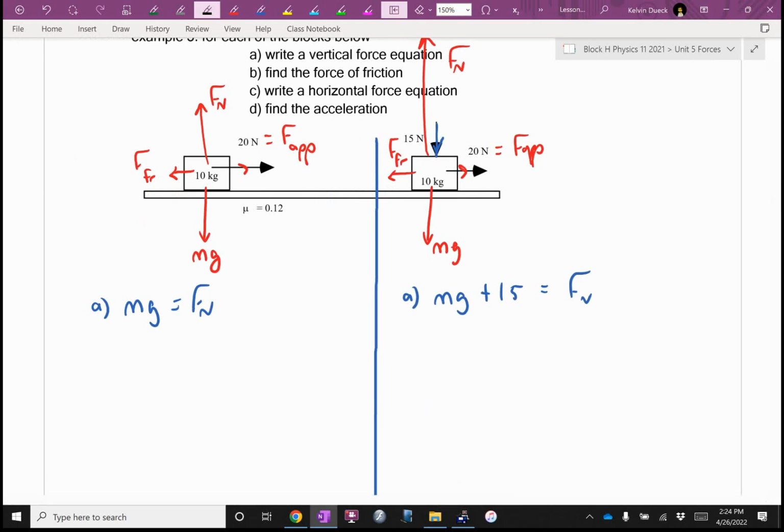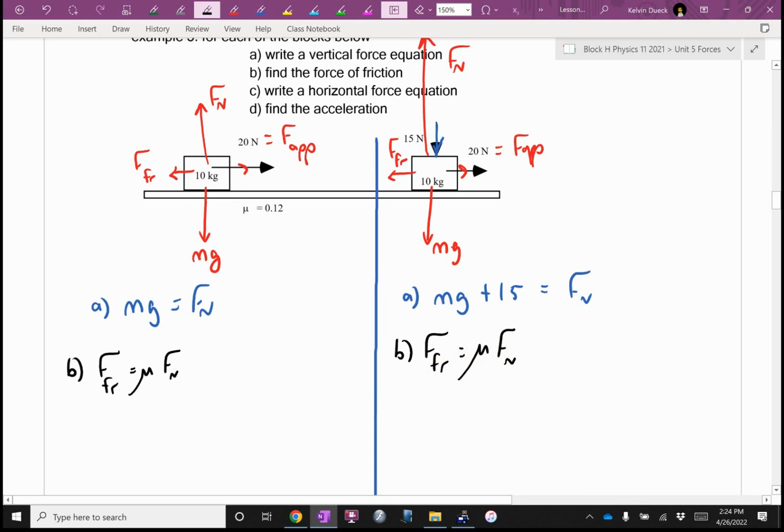Jada, what does B want me to do? That's easy. Friction is what times what? Mu times the normal force. And over here, friction is what times what? Still mu times the normal force. Back to the left, I don't know the normal... Wait a minute, yes, I do. Mallory, what's the normal force the same as? Okay, so I can say mu mg.